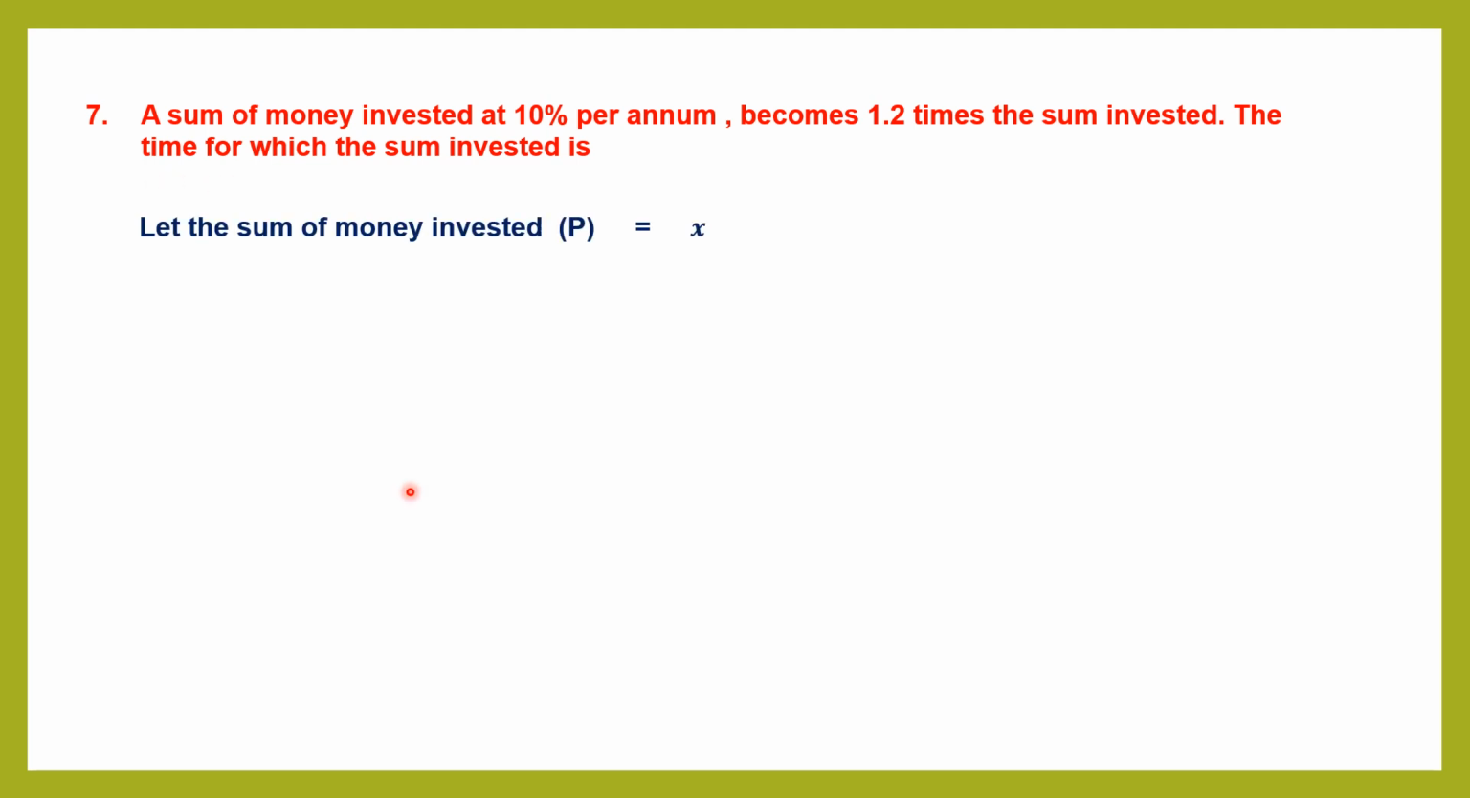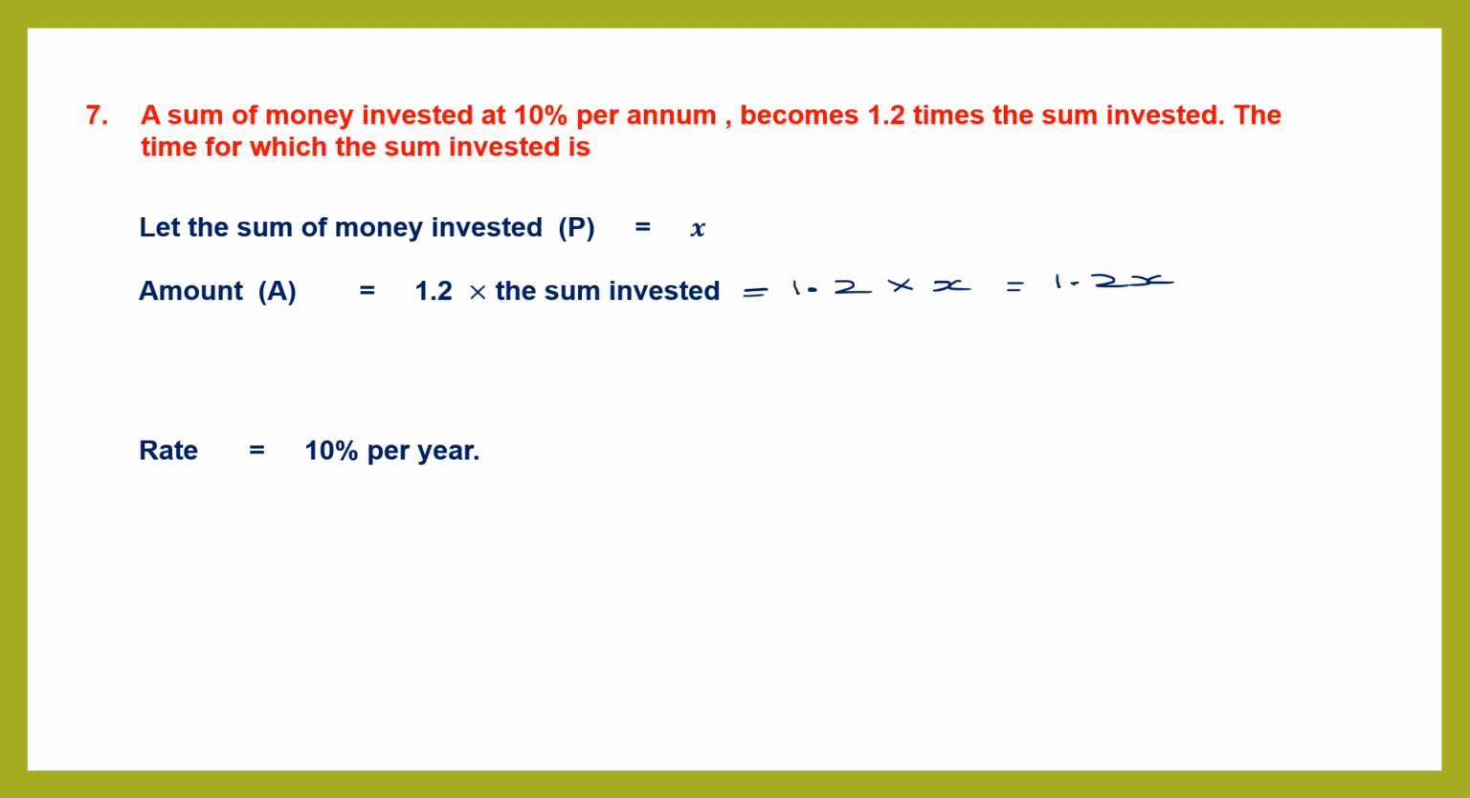So let's begin by saying, let the sum of money invested, P, that is the principal, be X. Now that is going to become 1.2 times the sum invested. So it's going to turn into the amount. That means the amount A will be 1.2 into the sum invested. Times means into. So let's write that. This is 1.2 times, what is the sum invested? It is x. So this is 1.2x. So this is the amount.